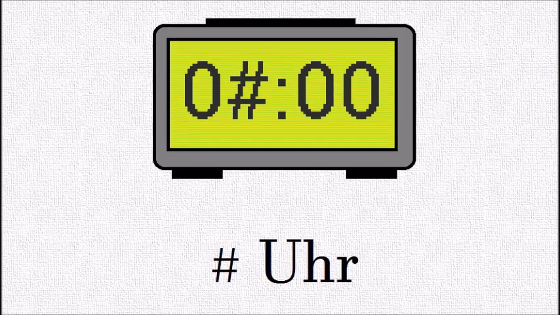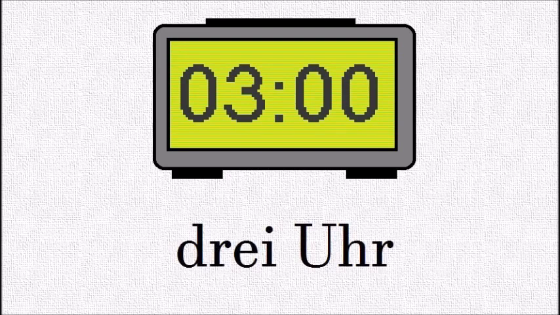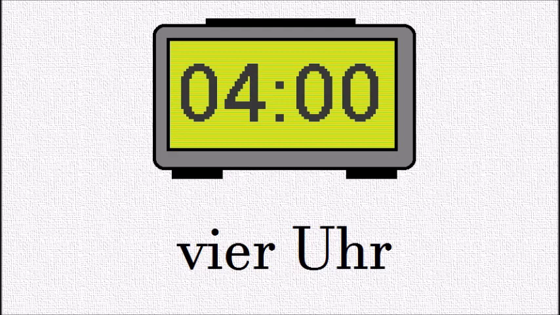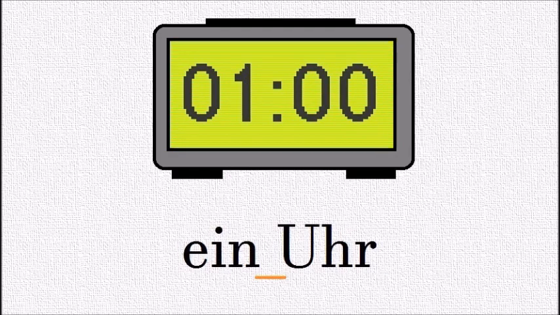A full hour will be read like this: the hour of the day followed by Uhr. For example, 3 o'clock is drei Uhr. 4 o'clock is vier Uhr. With the number 1 it will be ein Uhr, not eins or eine. The noun Uhr makes the S disappear. Any minutes can be added after Uhr as a simple number.